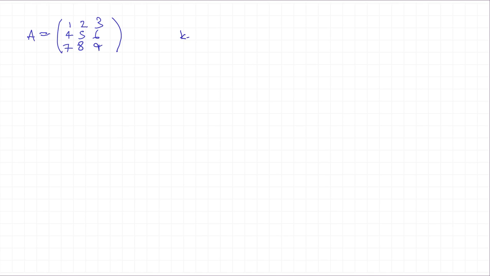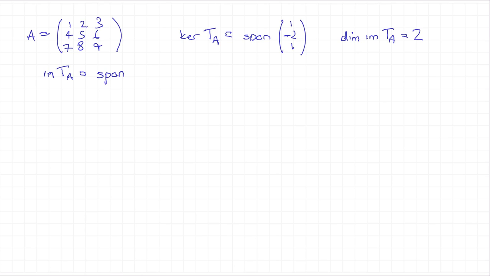We computed the kernel of the linear map TA from R cubed to R cubed, and we found that it was one-dimensional and it was spanned by the vector 1, minus 2, 1. We then applied the rank nullity theorem to learn that the dimension of the image of TA is 2. We also know from my last slide that the image of TA is equal to the span of the columns of A.